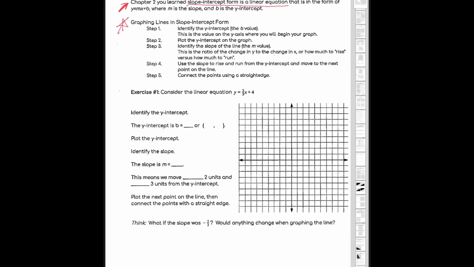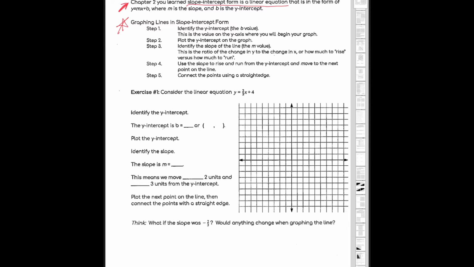So let's take a look at our steps here for graphing a line from the slope-intercept form. Step 1 is identify the y-intercept, or the b value. This is the value on the y-axis where you will begin your graph. In simple terms, every straight line in the coordinate plane will at some point cross the y-axis. So we have to make sure we get the y-intercept. And then step 2 is to plot that y-intercept.